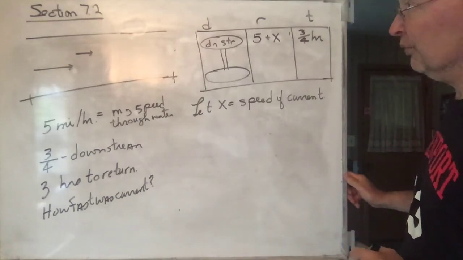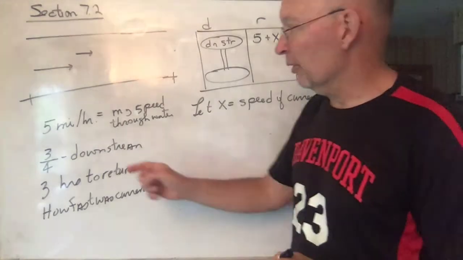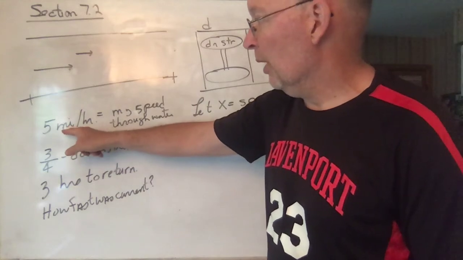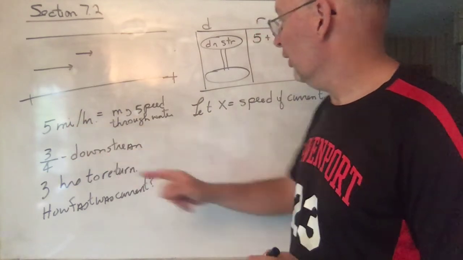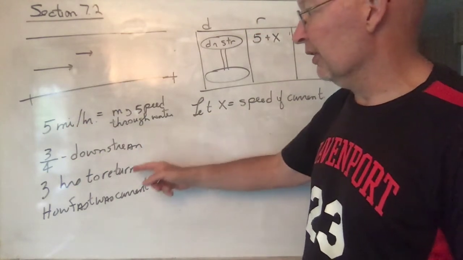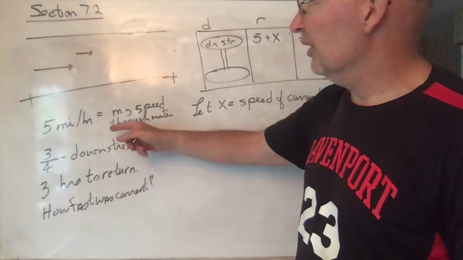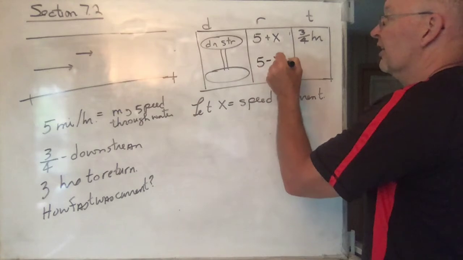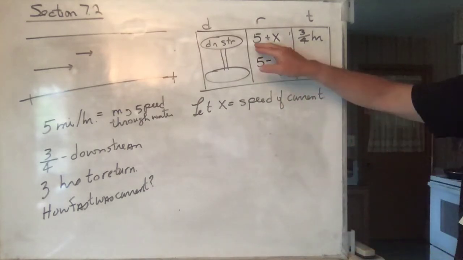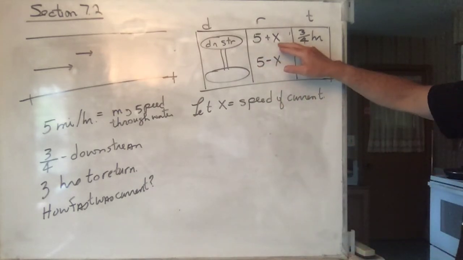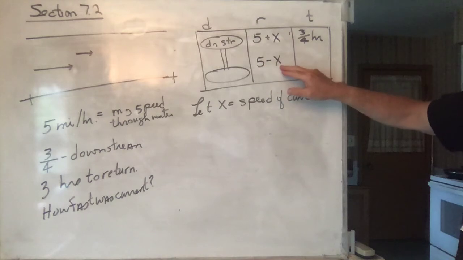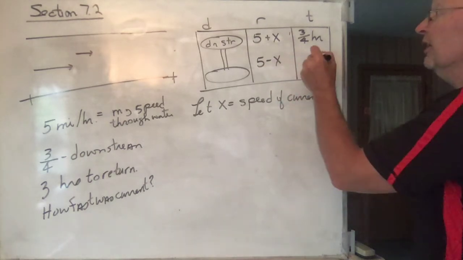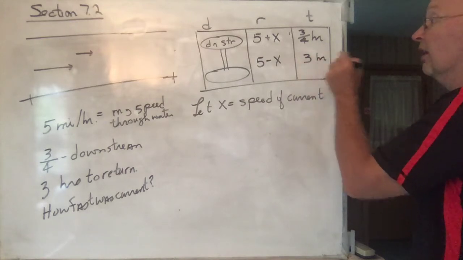So going back upstream, now what's my rate going to be? I'm going at 5 miles an hour through the water, but now I'm going against the current. So the current is holding me back. So it's going to be 5 minus x, right? If the current were 1 mile an hour, I'd be going 6 miles an hour downstream, and I'd be going 4 miles an hour upstream. So going upstream is going to be this, and it takes me 3 hours.